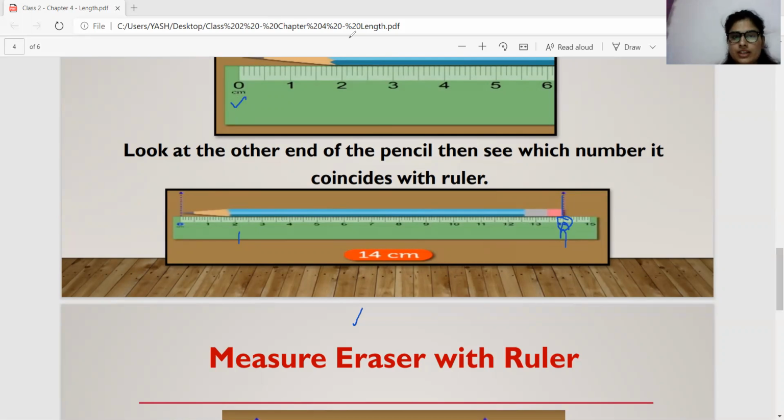Now you have to use your eraser and your scale to measure the length of the eraser. This question is practice for you. You should share your answer with me.